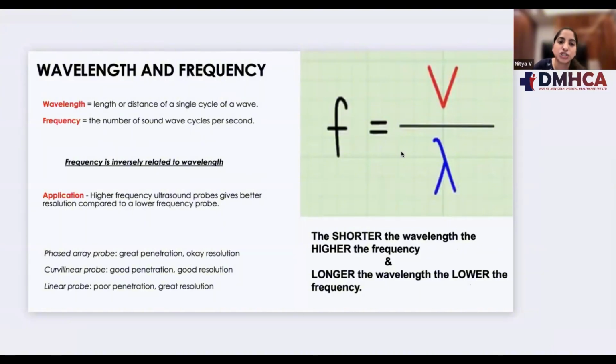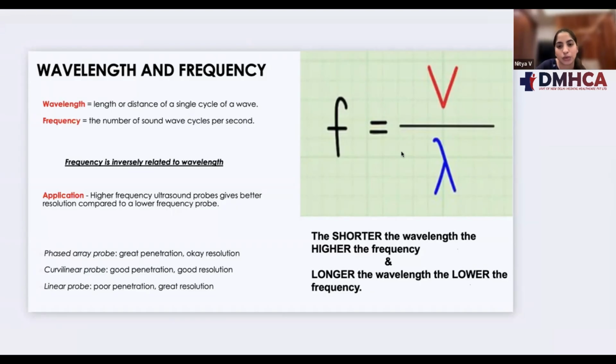Before we go into the basic concepts of impedance, reflection, and refraction, we should know what wavelength and frequency mean. Wavelength is the length or distance of a single cycle of a wave, and frequency is the number of sound wave cycles per second. We can memorize this formula: frequency is equal to velocity divided by wavelength, so frequency is always inversely proportional to wavelength. As we decrease the wavelength, we decrease the distance, and that increases the frequency. Shorter wavelength, higher frequency; longer wavelength, lower frequency.